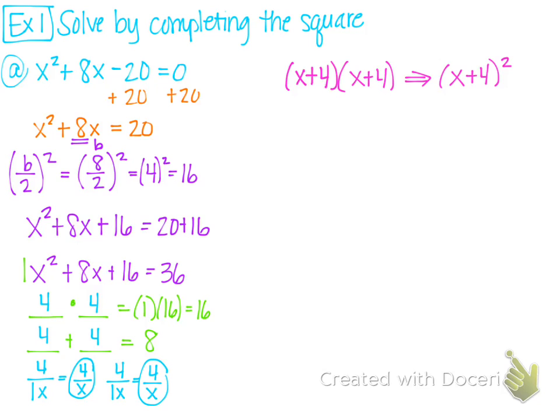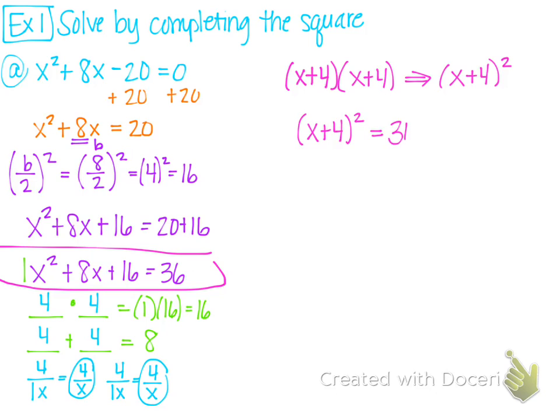So I'm going to rewrite this equation right here, but I'm going to replace the left-hand side with what we factored it to. So we have x plus 4 squared, but what was it equal to? 36. So now, the last thing we have to do is we have to solve. Remember, to get rid of something squared, we have to take the square root. This is why we talked about square roots a little bit ago. So we have x plus 4 squared, and we're going to take the square root of it, and then we have the square root of 36. So on the left-hand side, the square root and the square cancel each other out, so we have x plus 4.